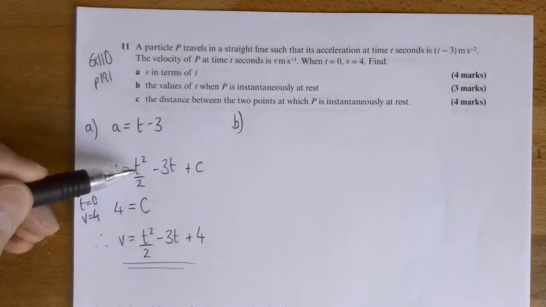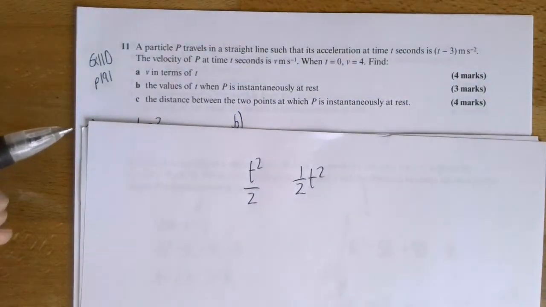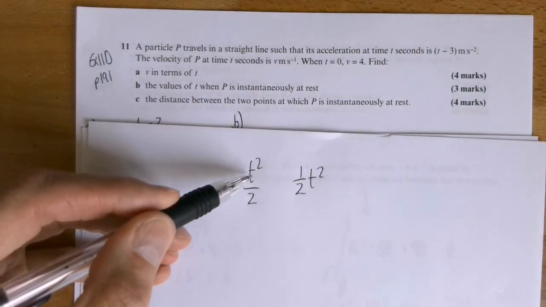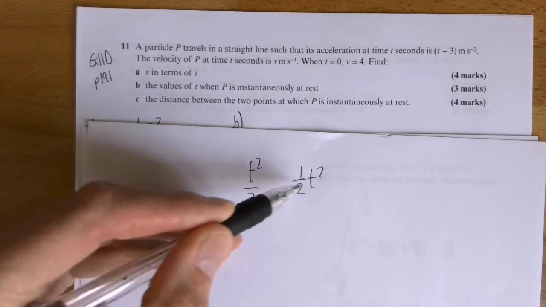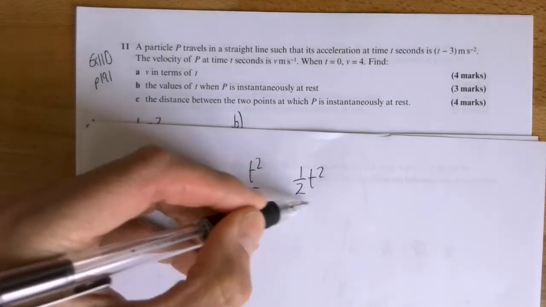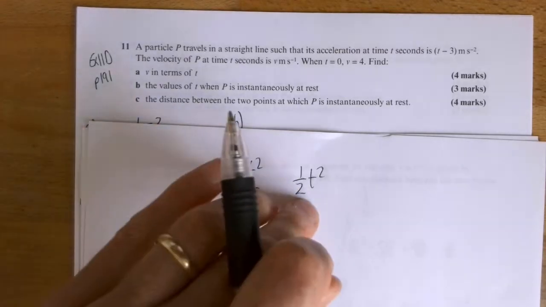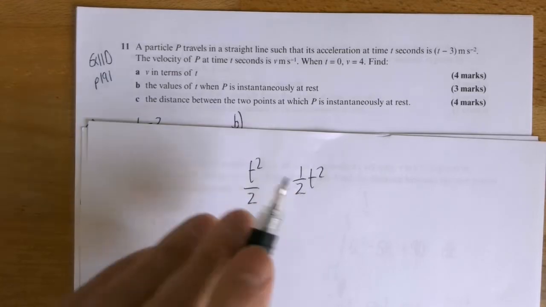So increase the power by 1, divide by the new power, and just to clarify, I don't know how you choose to write that, but t squared over 2 is the same as a half t squared. They mean exactly the same thing, and sometimes I write it like this, sometimes I write it like this, some people prefer this, some people prefer this, but it's the same thing. So if you've been doing that, that's fine, you're okay.